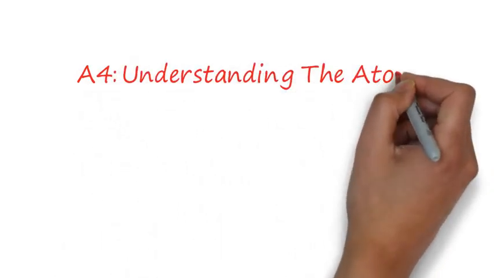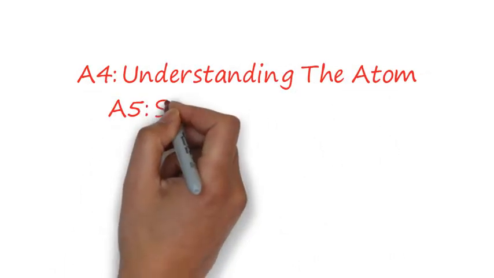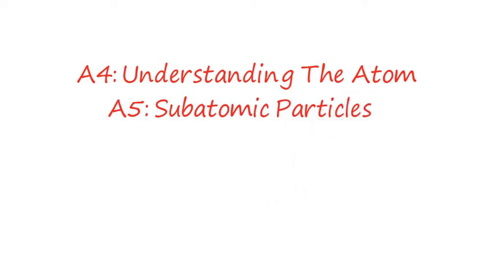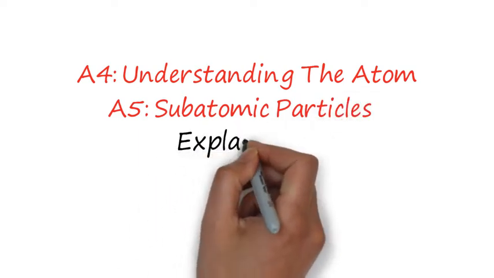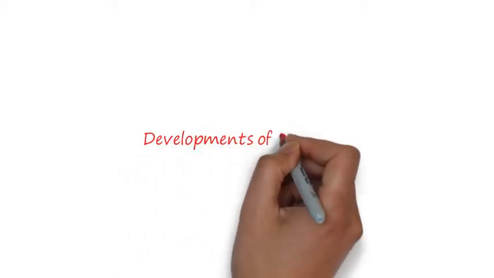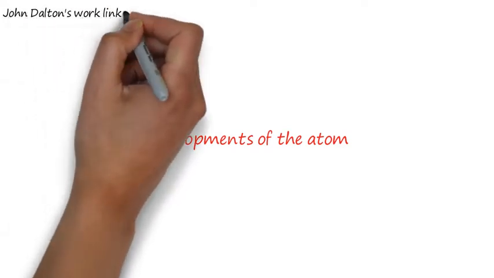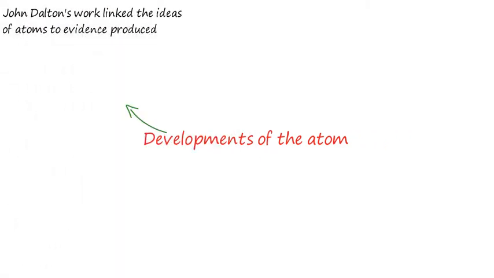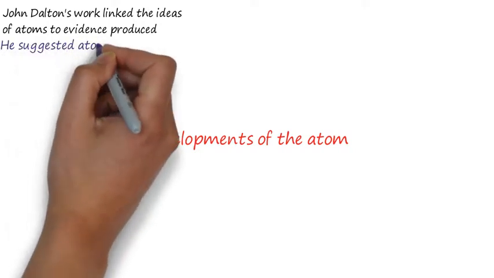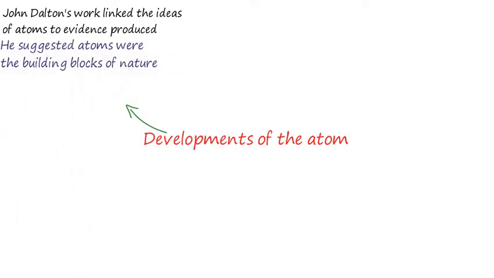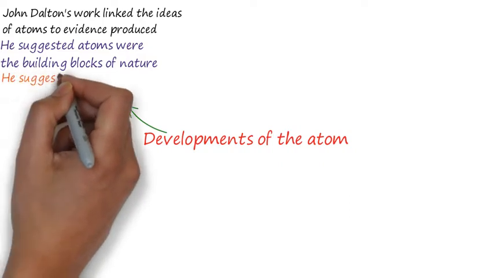In this video, we will explore the history of the atom and how its structure has developed. It wasn't until the early 1800s, during John Dalton's work, that the ideas of atoms and particles were linked to the evidence produced experimentally. John Dalton suggested atoms were the building blocks of nature, and he believed atoms could not be split. Based on his experimental work, he suggested that atoms were very small spheres which were hard.